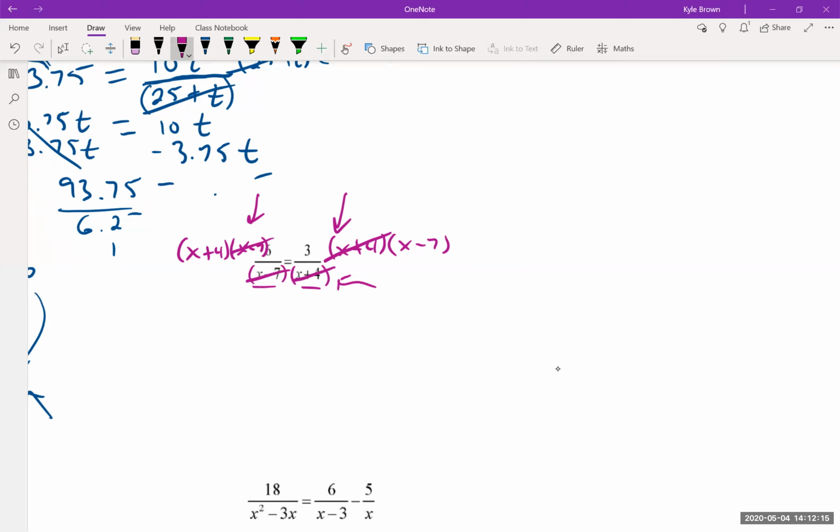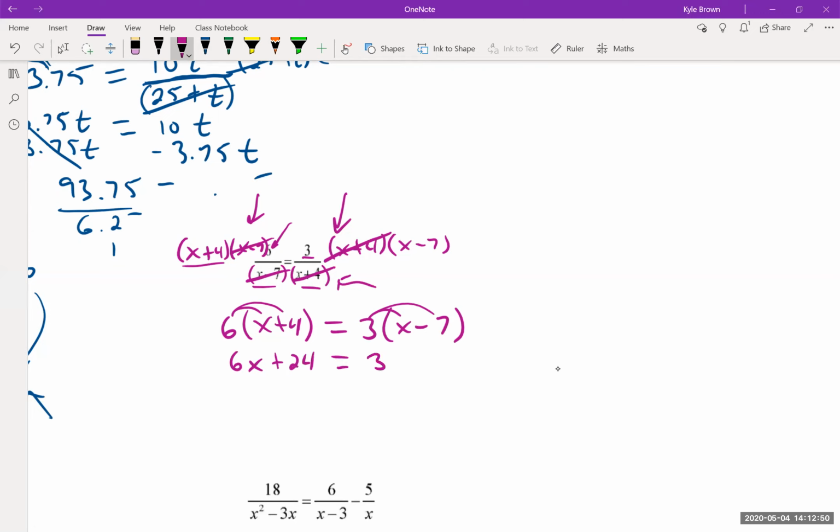So now on the left side here, what we have left is I still have that 6, right? I didn't touch that. So I've got 6. And then now I've still got an x plus 4. And on the right side of the equation, I've got 3, and then I've still got an x minus 7. And now I got to get rid of the brackets, right? So I'm going to distribute into both of them. So 6 times x is 6x. 6 times 4 is 24. 3 times x is 3x. And then 3 times negative 7 is negative 21.